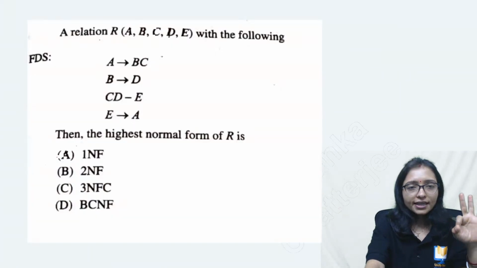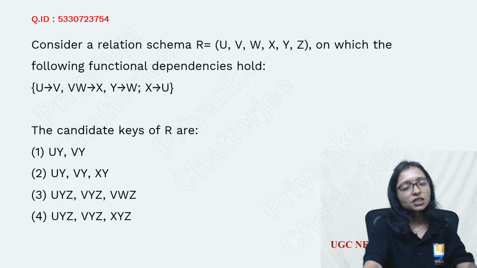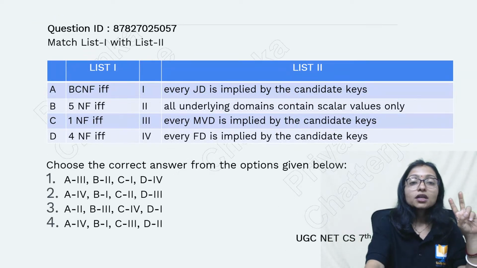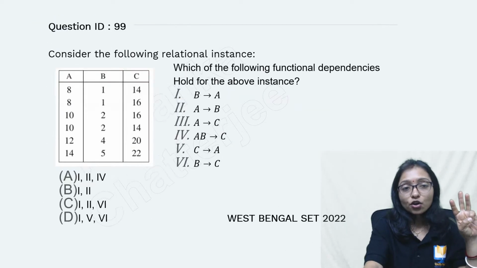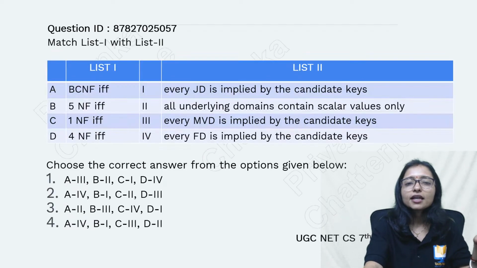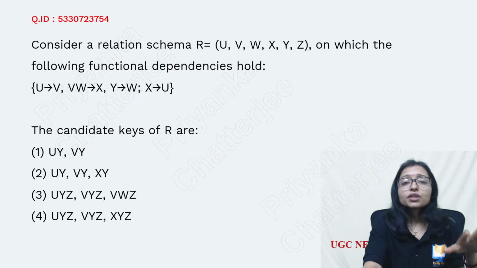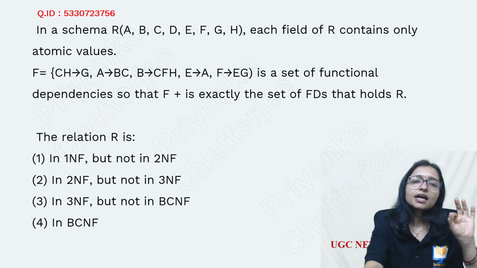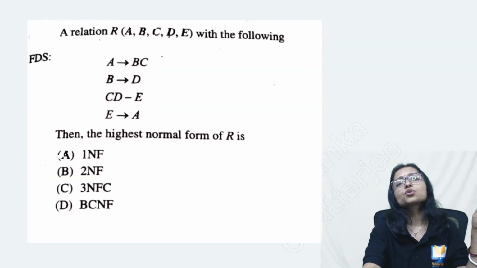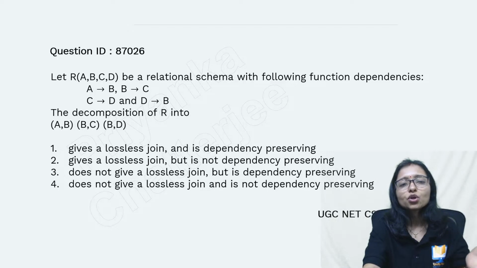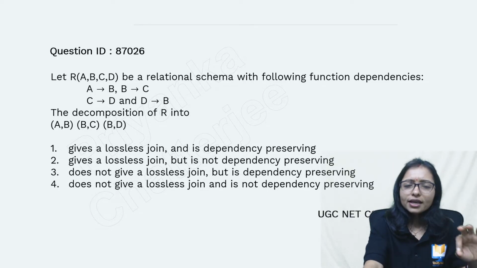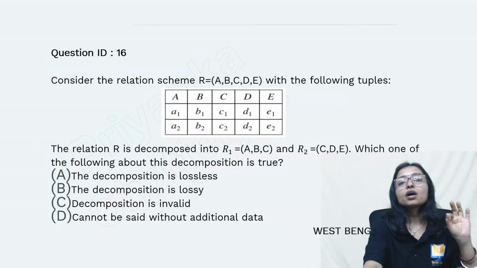How to identify candidate key. After that, what is prime and non-prime attribute. Then how to identify the normalization: first normal form, second normal form, third normal form, BCNF, what is 5NF, what is 4NF, how to do that. Then the next one is lossless, lossy and dependency preserving. Most of the time students are getting confused how to do lossless, lossy, dependency preserving. All these questions we are going to solve now with concept.